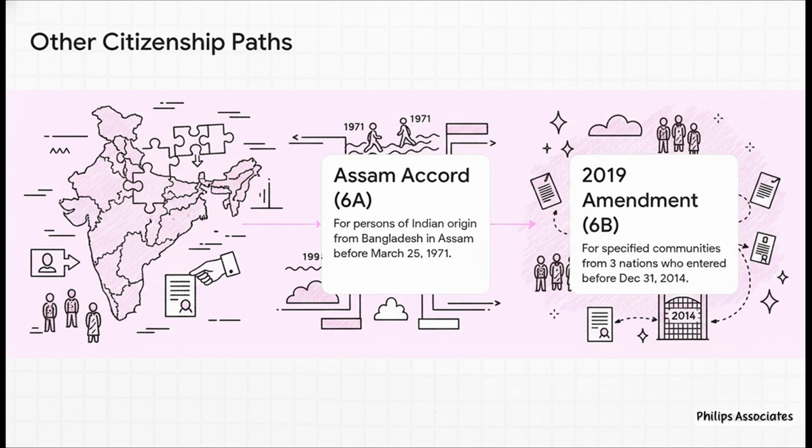Then you have Section 6A, which is a direct result of the Assam Accord. It created a special legal path for people of Indian origin who came to Assam from Bangladesh before a specific cutoff date in 1971. And more recently, Section 6B was added in 2019. It created a pathway for specific communities from 3 neighboring countries who entered India before 2015.